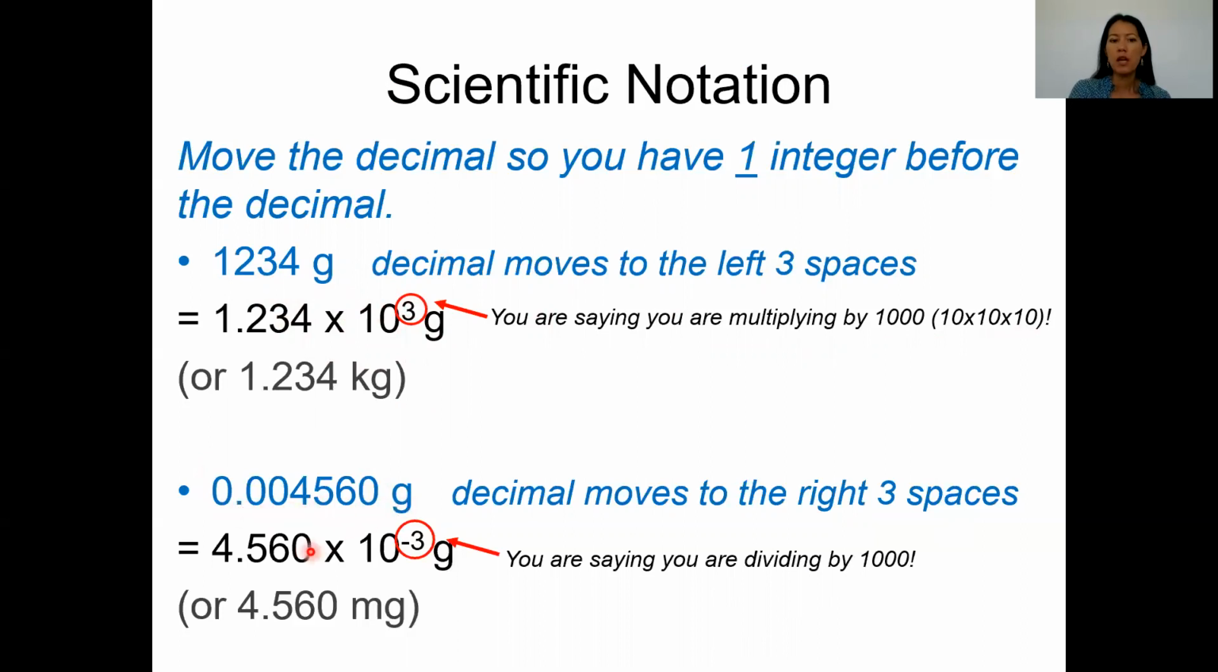If you have a small number under 1, 0.004560 grams, you would move the decimal 1, 2, 3 to the right. So you get 4.560. Notice that last 0 is significant, and I'm going to capture it in my scientific notation. But since I moved my decimal 3 to the right, I better divide by 10 to the 3 or write times 10 to the minus 3.